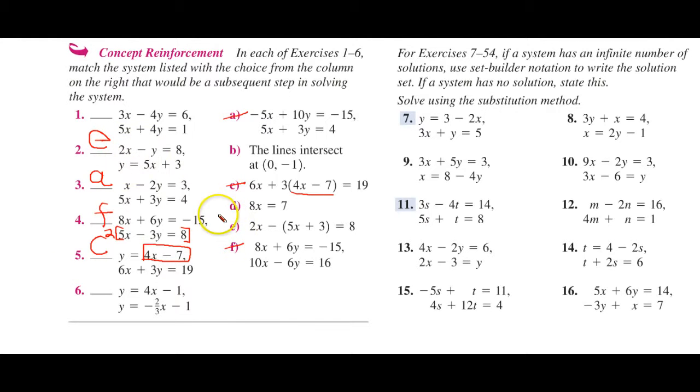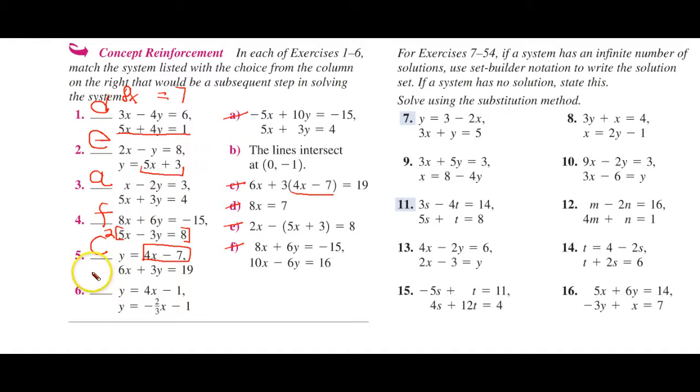And here I saw 2x, so there's a 2x minus y. And here we're saying y is this. So they substituted. So that would be the next step. All right, 2 more to go. Now here, interestingly, if I put a line under these and I add them up, this becomes 8x. This will cancel out, and this will add up to 7. So there's D. And there's only one left.